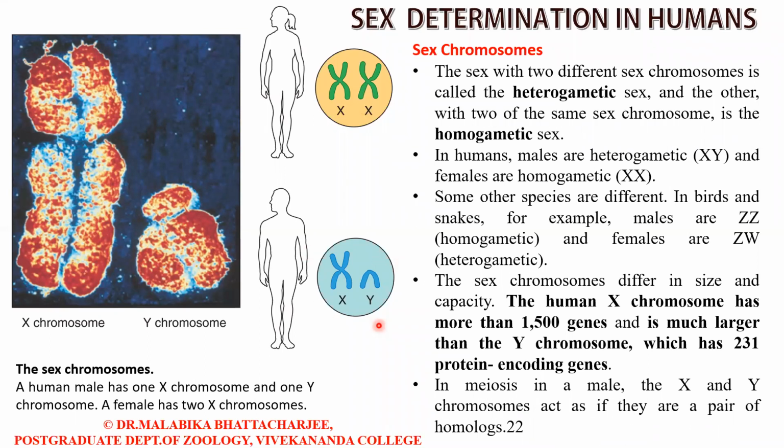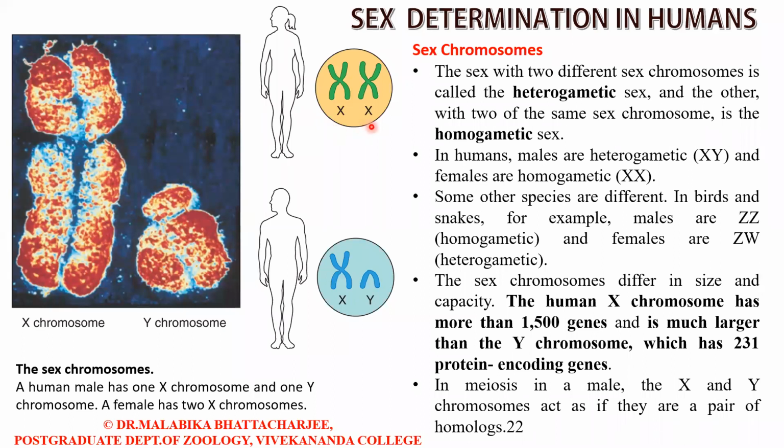When you talk about sex chromosomes in male and female, the sex with two different sex chromosomes, one is the X and the other is the Y, is known as the heterogametic sex, and the sex with the same X chromosomes is known as the homogametic sex. In humans, males are heterogametic, while females are homogametic.